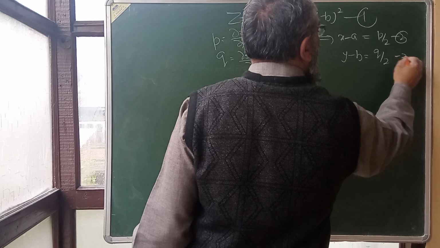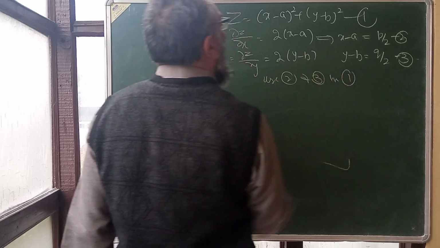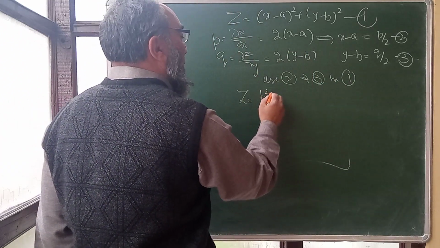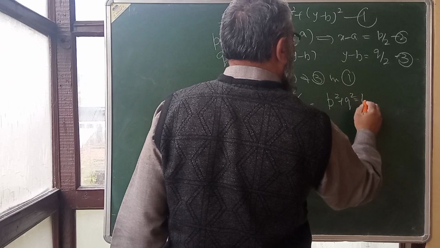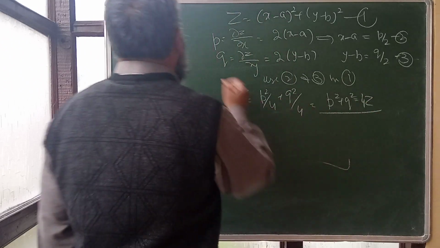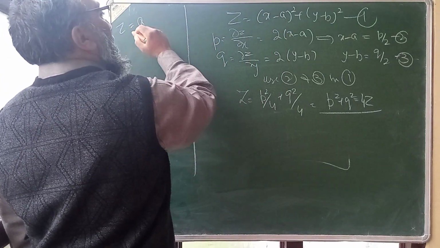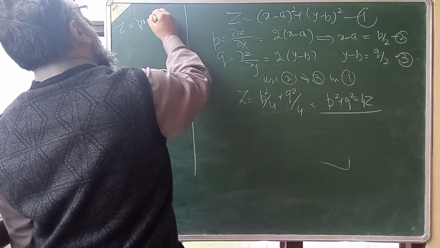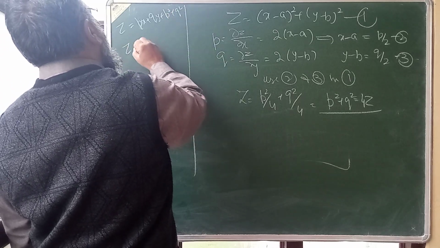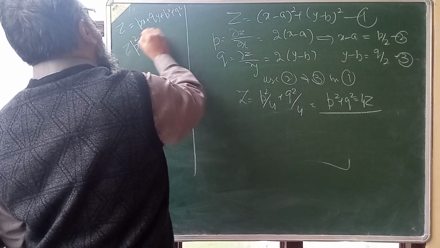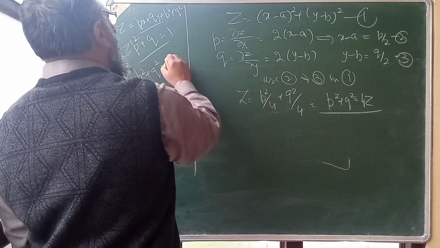So let me use 2 and 3 in 1. What I have is z equal to p square by 4 plus q square by 4. So p square plus q square equal to 4z. Let me write down here, from the 3 equations we have got: z equals px plus qy plus p square plus q square equal to 1, and then p square plus q square equal to 4z.